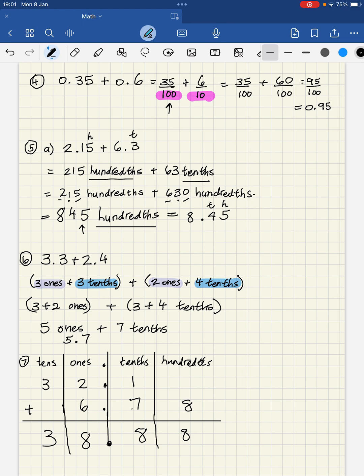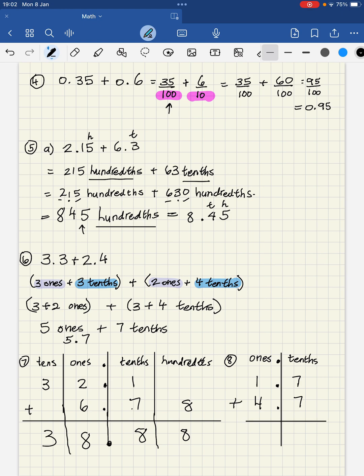So I want you to do question 7B, and you're going to then move on to question 8, which requires you to regroup. So maybe we can do one from question 8 together. So if we had ones and tenths only, in this case. Okay, and remember this is decimal, so if we had 1.7 plus 4.7, and we wanted to add those together.